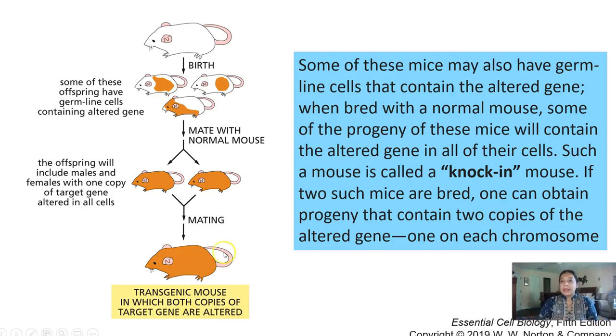Obviously this is going to take some time, right? Because it takes several months for mice to become adult, where they can have their own progeny, where they can be mated. So this takes a couple of years usually to get good mice. These type of mice are called knock-in mice, right? So when you have these mice where cells have the altered genes in all of their cells, they are going to be knock-in mice.